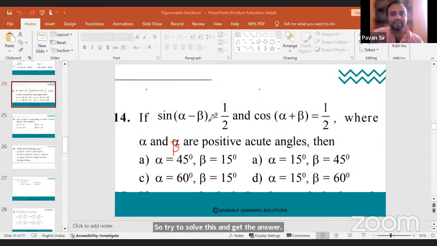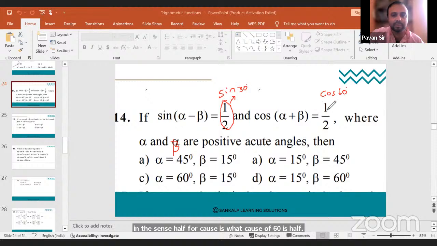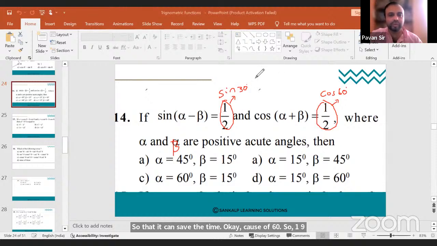Just I will give the hint. Sine of alpha minus beta is half, in the sense it is nothing but sine of 30. Sine of 30 gives the half value. Am I right? And similarly for cos of alpha plus beta is half, half for cos is what? Cos of 60 is half. I am writing the value here only because CET will prefer that we keep it as short as possible so that it can save time. Cos of 60. Solve 1 and 2. You will get the answer.